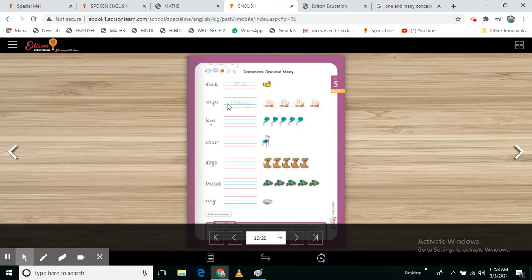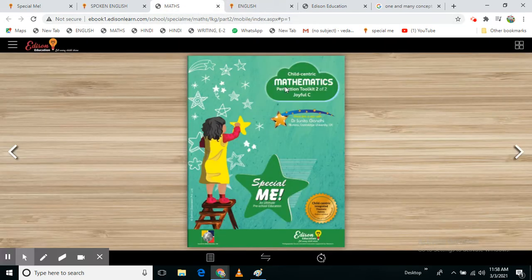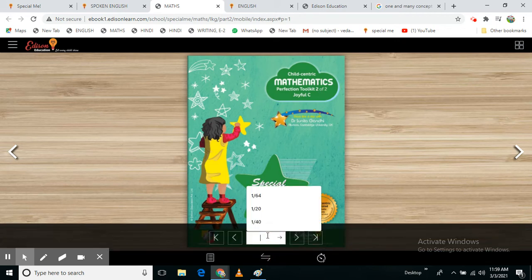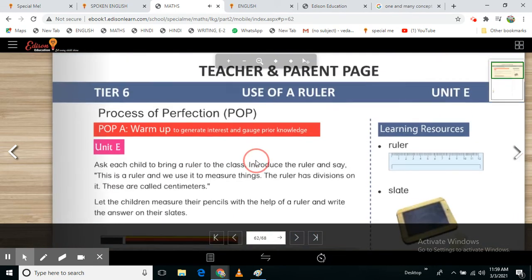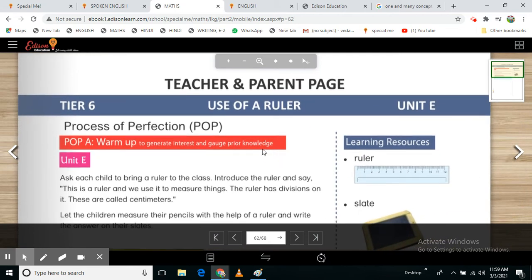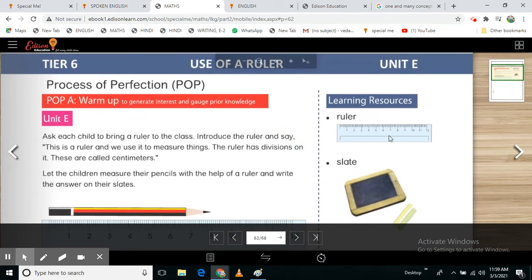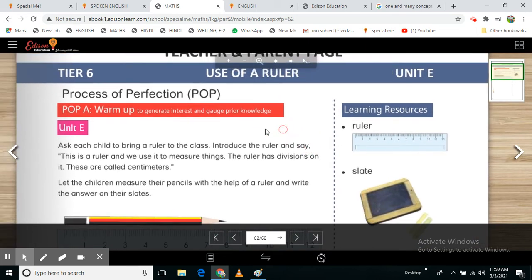So now today's English session is over, and now it's time for math session. So take out your maths book. Yes, child-centric mathematics perfection toolkit 2 of 2. And now open page number 62. Yes, today we will do a new concept regarding use of a ruler, right? This is a ruler. Okay.